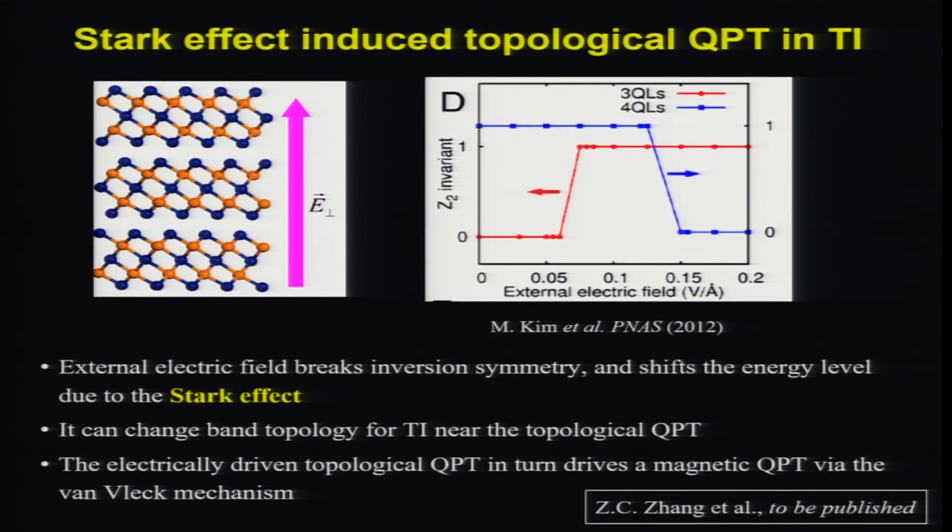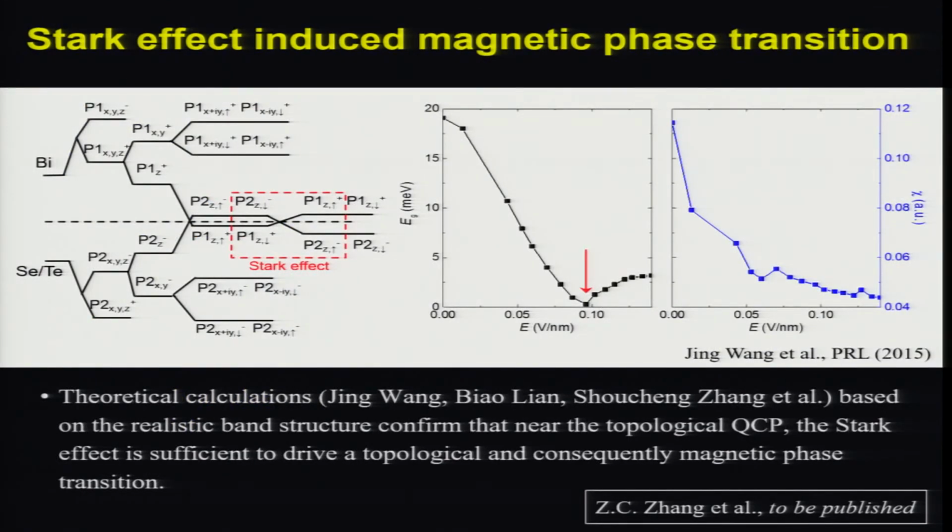In fact, there were previous theoretical calculations by Kim's group in 2012. They showed that when you apply an electric field perpendicular to the topological thin film, it can shift the energy levels to tune the system from topological to trivial, because basically you just need to invert the band gap. And Yayu Wang, Biao Lian, and Shoucheng Zhang performed a theoretical calculation based on our realistic materials. They found that for an electric field close to what we use in our experiment, there is a topological phase transition. In this part, the band gap is inverted, but due to the Stark effect, when the electric field is strong enough, it will shift the energy level to make it non-inverted, making it trivial.